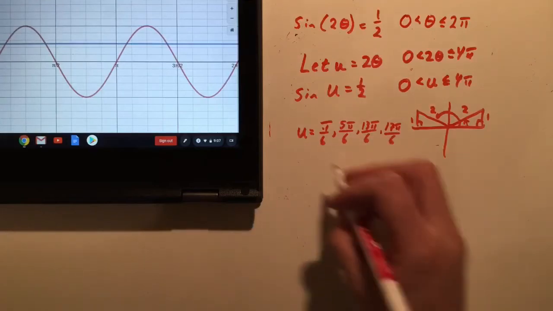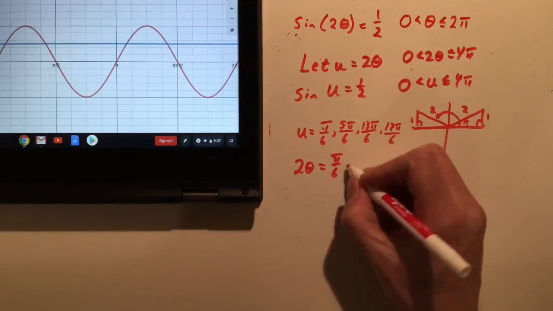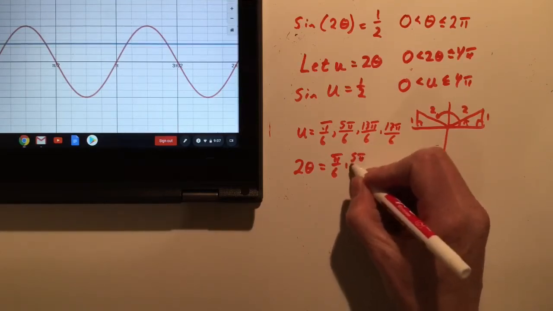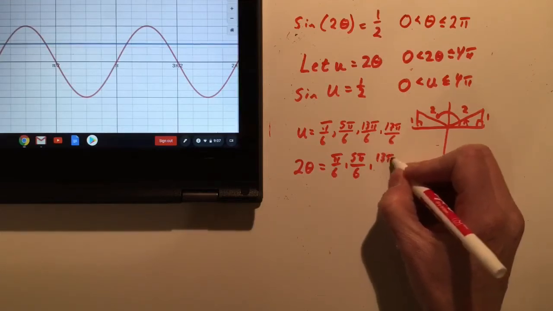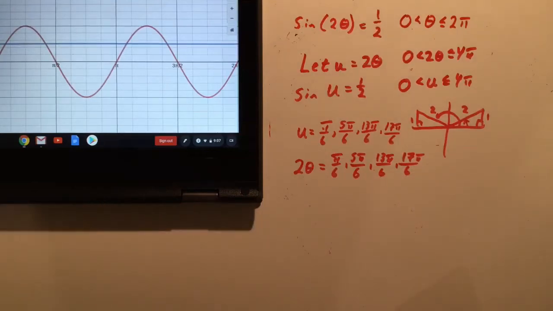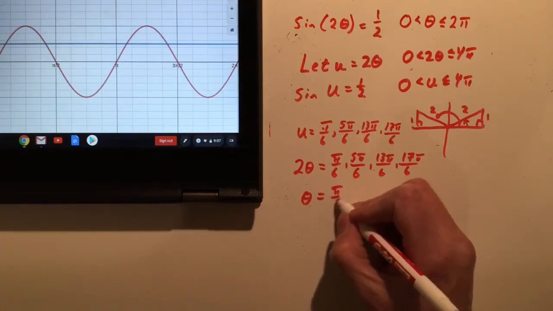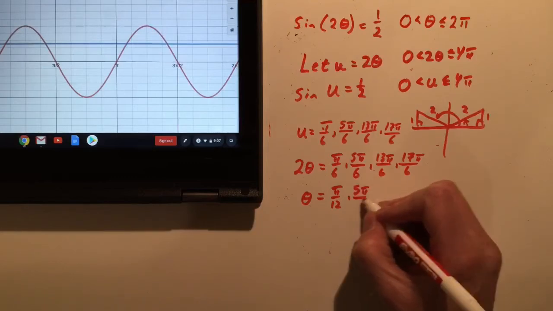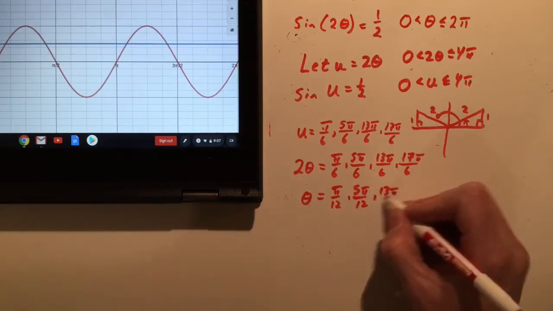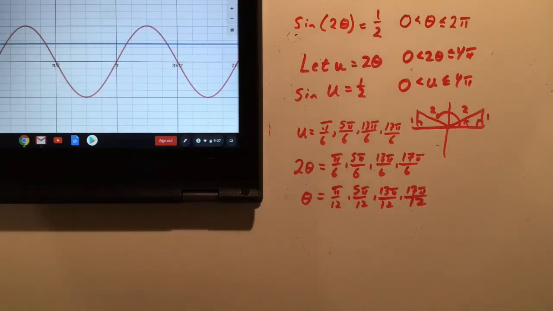But no one asked me about u, so I am now going to substitute my 2 theta back in, and I get 2 theta is equal to pi/6, 5 pi/6, 13 pi/6, and 17 pi/6. And now I just divide both sides by 2, and I get theta is equal to pi/12, 5 pi/12, 13 pi/12, and 17 pi/12. And those you'll recognize as the exact same 4 answers we got just a second ago.